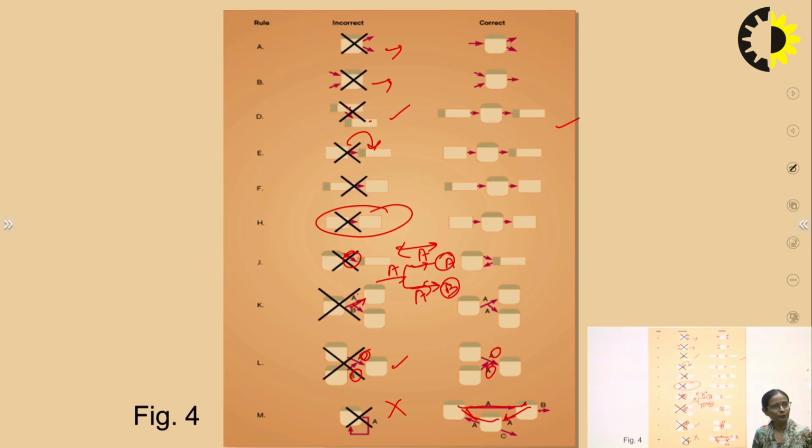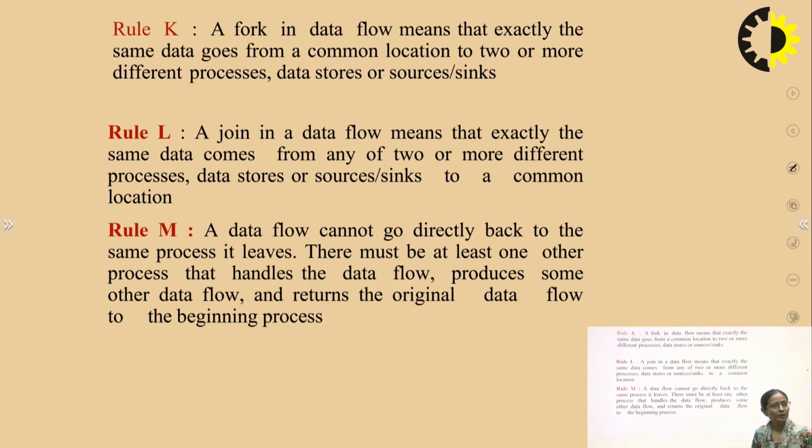So we are having rules K, L and M. What rule K says: a fork in a data flow means that exactly the same data goes from a common location to two or more different processes, data stores, or source and sink.